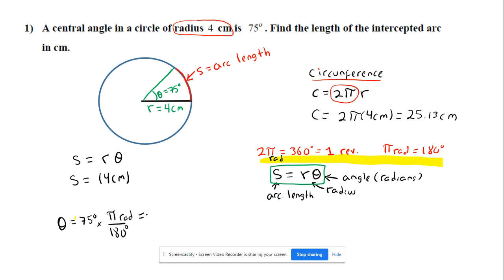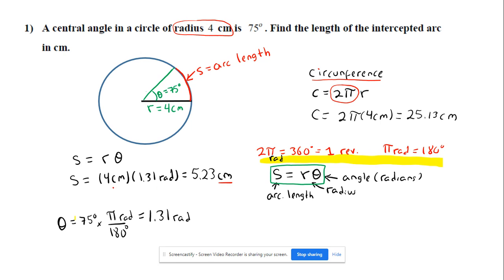That will give me 1.31 radians. Okay, now I'm ready to use the formula. 1.31 radians times the 4 centimeters, that will give me 5.23 centimeters.